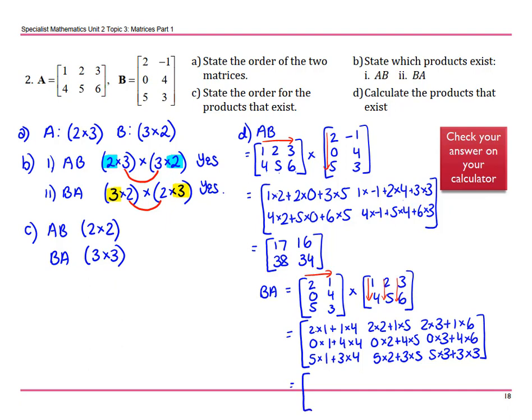So now evaluating that, 2 plus 4 is 6, 4 plus 5 is 9, 6 plus 6 is 12. Move on to the next one. 0 plus 16 is 16. Then we have 0 plus 20 is 20. 0 plus 24 is 24. And our last row, 5 plus 12. I might make that bracket bigger. So 5 plus 12 is 17. 10 plus 15 is 25. And 15 plus 9 is 24.